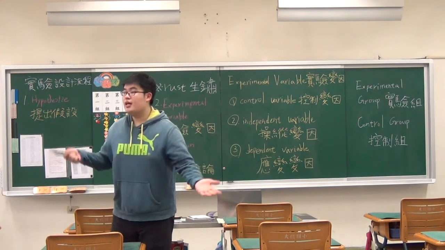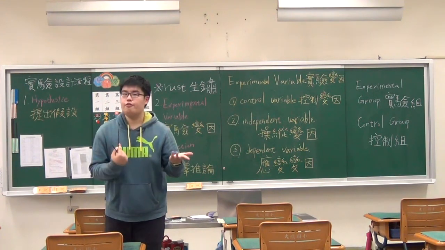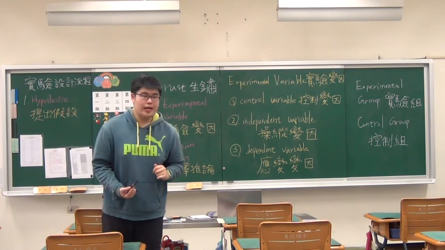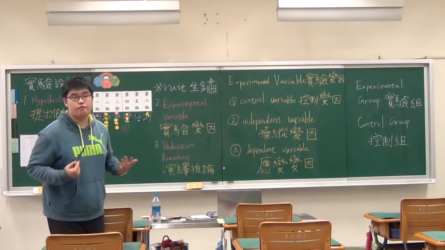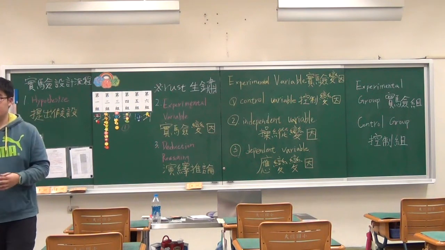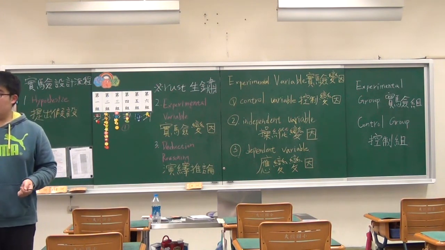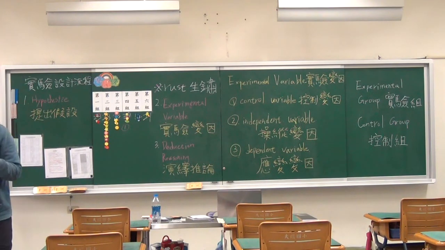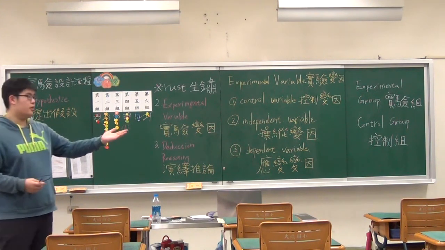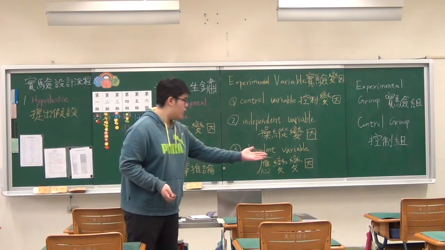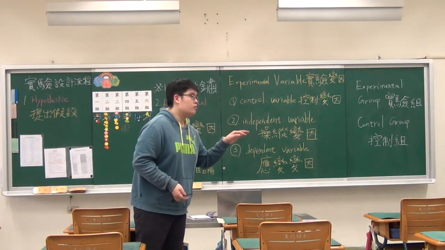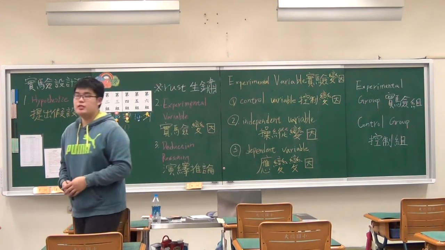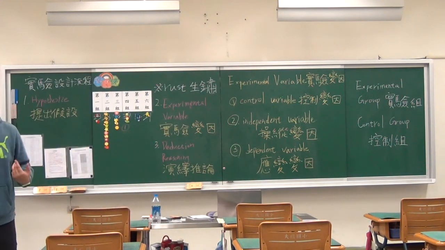Is there anything that has rust on it in our life? Any answers? Susan? Bicycle. That's right. Bicycle will have rust on it eventually. Any other answers? Team? Metal nail. Yeah, metal nail will have rust on it eventually. Any other answers? Bob? Window. So you mean window frame? Frame of window. Yeah, that's right. Frame of window will have rust on it eventually.